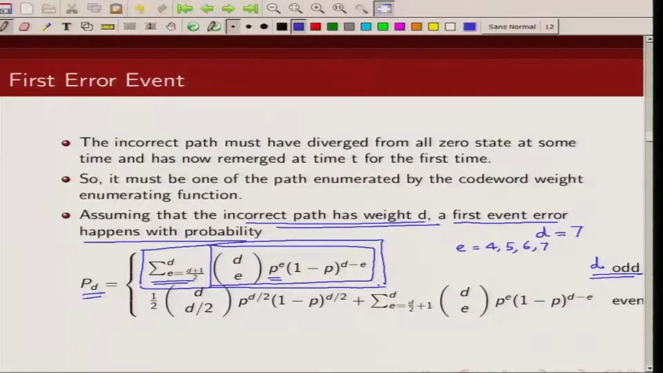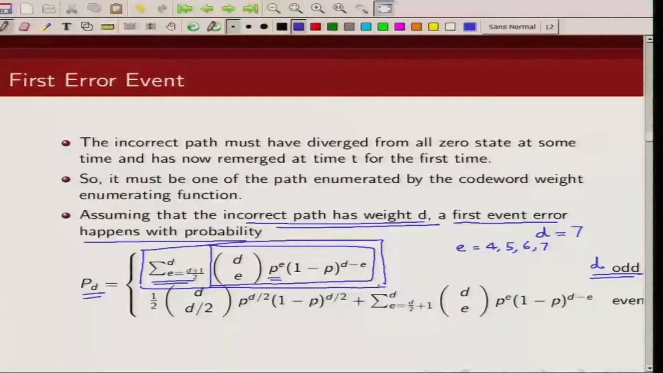Again, we will make a decision in favor of the incorrect path if our received sequence is closer to the incorrect path, and we know the maximum likelihood rule for the binary symmetric channel. We choose a code word such that the Hamming distance between the received word and this chosen code word is minimized. So, if there are 4 or more errors for the case when the incorrect path has weight 7, then you are going to go for this incorrect path.